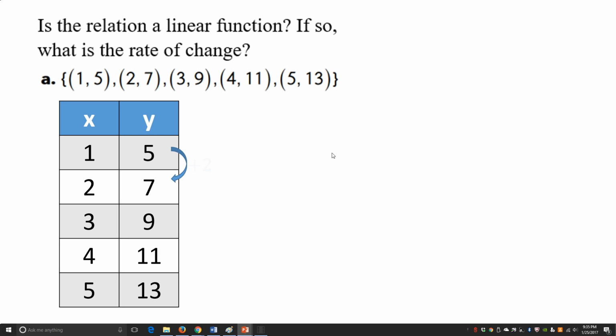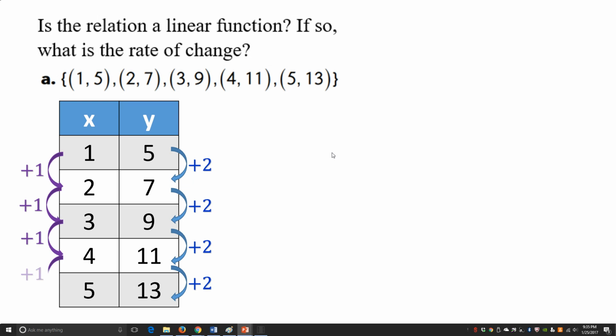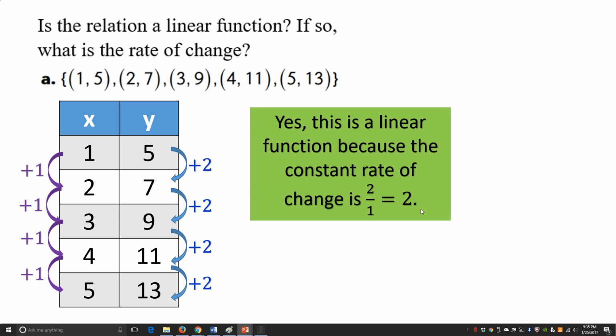Well, we have to make sure that it's a constant rate of change to see if it's linear. So look at the change in y compared to the change in x. You'll notice all of these are the same and all of these are the same. So it is a constant rate of change. And the constant rate of change is y over x, 2 divided by 1. So therefore, yes, it is a linear function because the constant rate of change is 2 over 1.